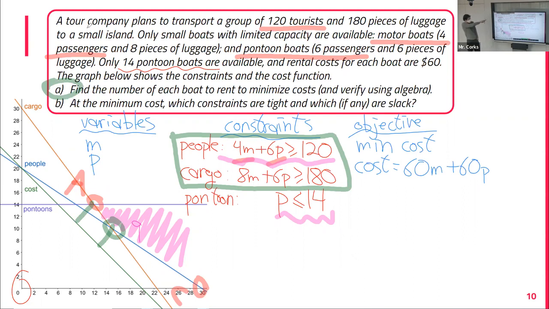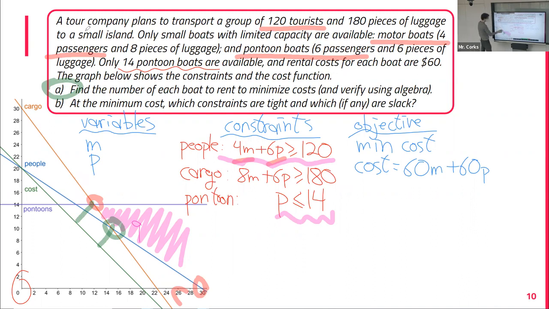And tight versus slack constraints. What does that part mean? Okay, if we used all of that constraint, if we're at the limit, then the constraint is tight. If we are not at the limit, the constraint is slack. Which ones are tight? Which ones are slack? Here, people, cargo, pontoon. You don't need to calculate. Just look at the graph. You should be able to answer right away.